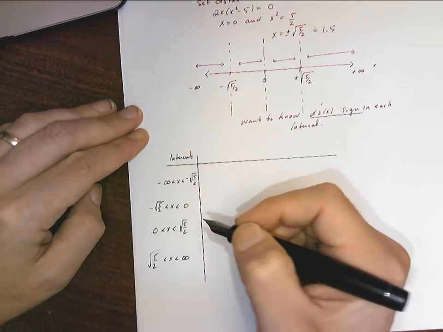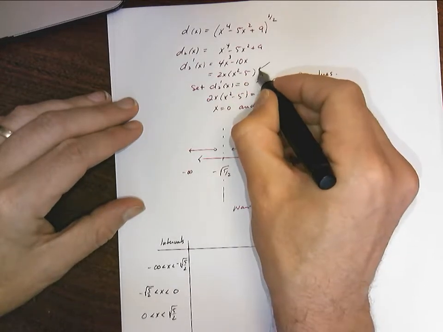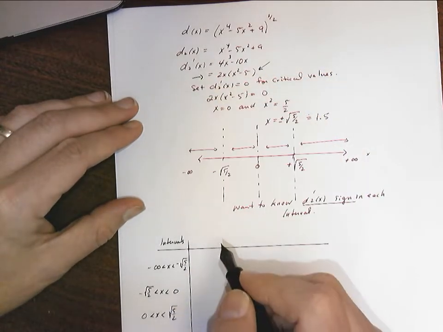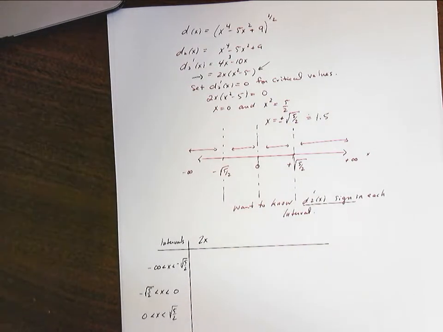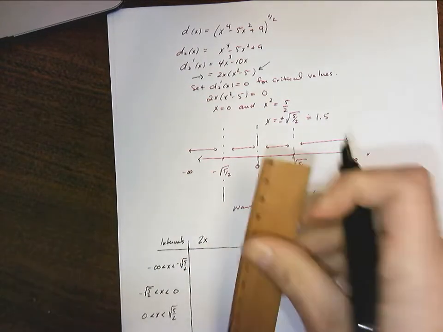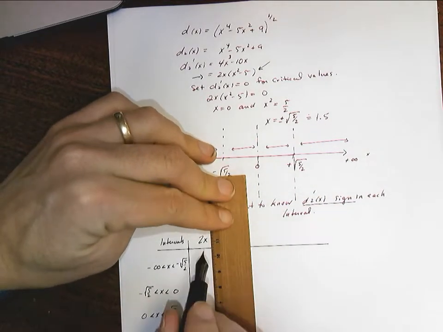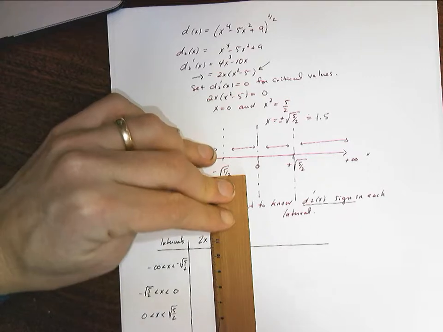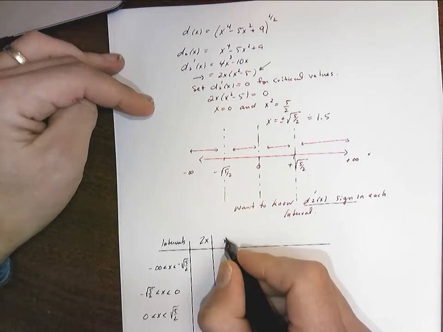So what's going to make up that sign? The sign of the second derivative is going to be made up of these players. And those players are 2x and, I'm trying to do this so I don't smudge everything. The next one is going to be x squared plus 5.